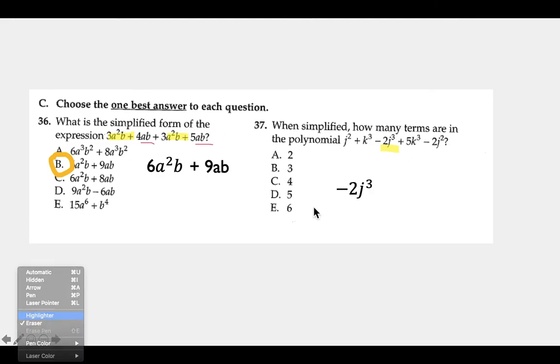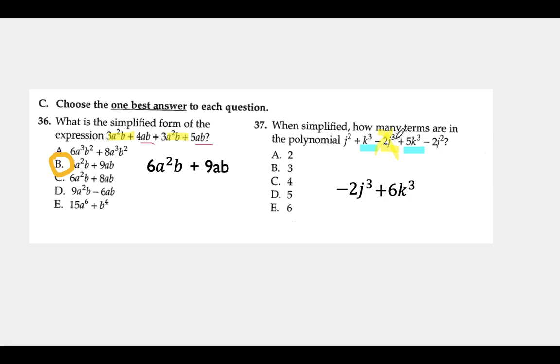Okay, and then again, just keep in mind, I always cross out the terms that I've combined already. Next, I'm going to go ahead and combine 1k cubed and 5k cubed. That's going to give me 6k cubed, because again, you want to start listing them from your highest degree to the lowest degree. In this case, we're still focusing on our third degrees. After we finish with our third degrees, I'm going to look at my second degrees, which in this case, what I have left over is 1j squared and negative 2j squared. That's going to give me a negative j squared, or negative 1j squared.